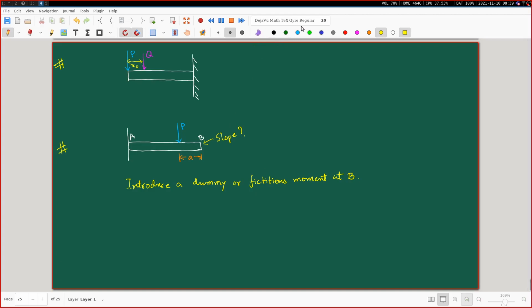So basically the exact same thing as this, except that now we will consider a moment like this. This is the fictitious moment. The idea is that you write theta at B, and theta at B will be the value that we obtain by setting the moment m not equal to 0 after doing these steps.